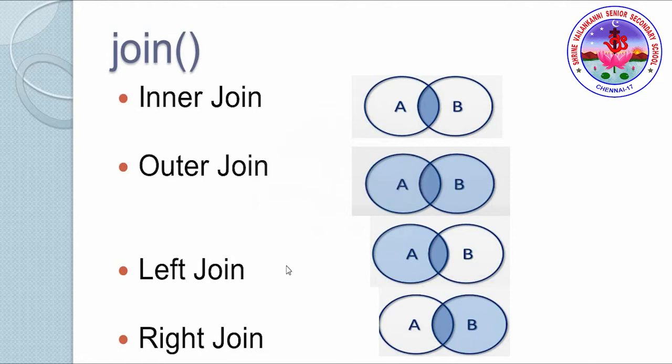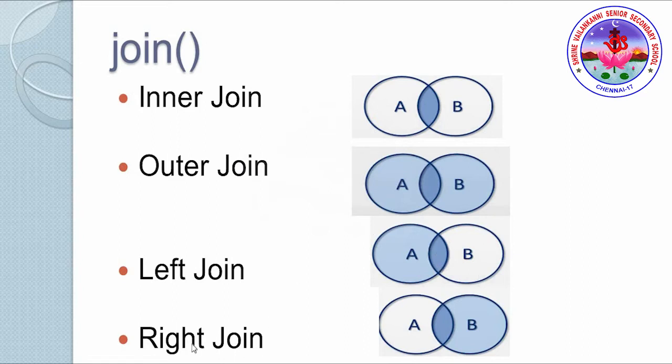Next one we have left join. Here, as you can see from the diagram, all the values from left and the matching index from the right, not the whole right. So if A and B are two different data frames, all the values from A data frame and only the matching values from B data frame. Only the index that are matched with the B data frame will be displayed.